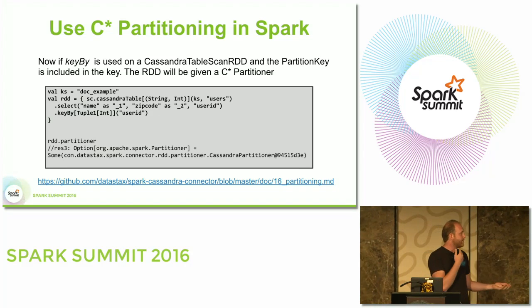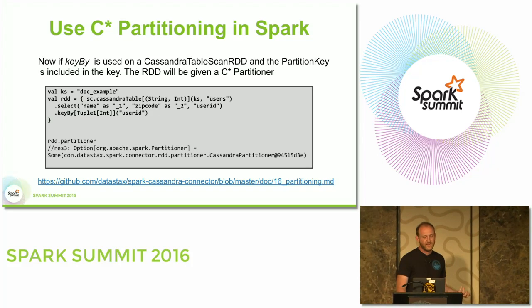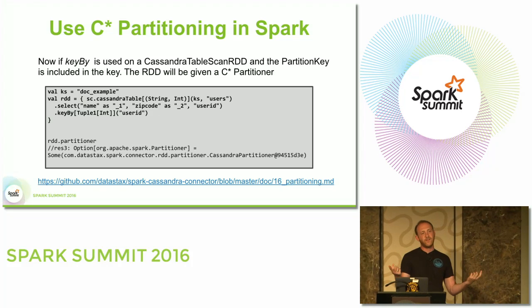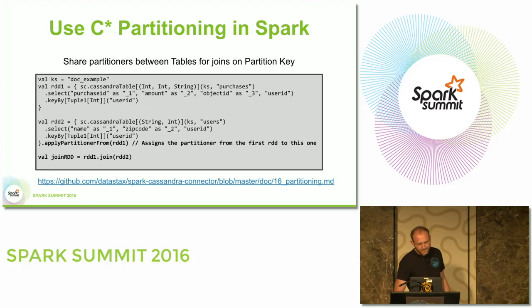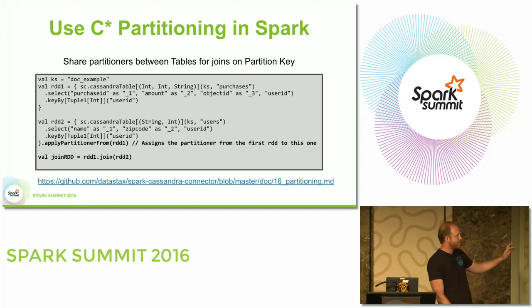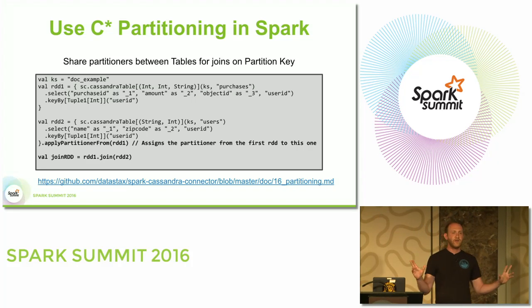Or if you could imagine, if we had another table, which also had user ID as its key, we would be able to actually join those two tables together without any kind of shuffling, because we already know which values are in which partition based on this Cassandra partitioning. And this is a quick little example of that. We basically can take the partitioner from the first RDD, we apply it to the second RDD, and now we end up with two RDDs that have the exact same partitioning, and I can join them together without any shuffles.